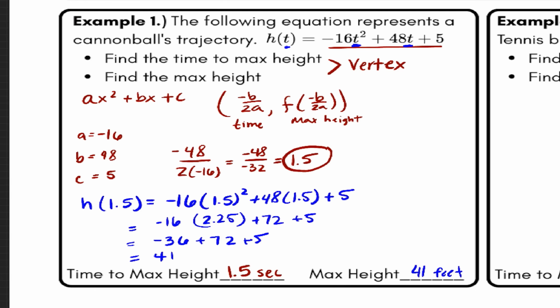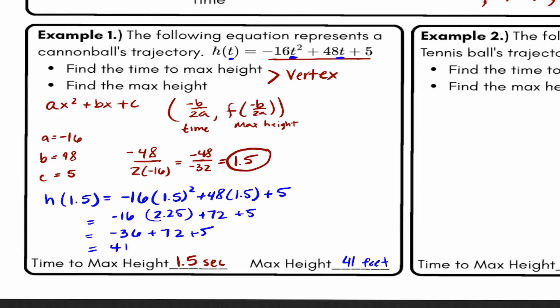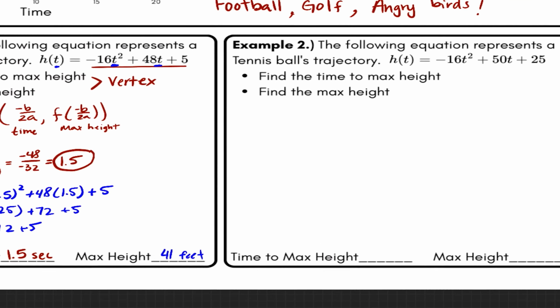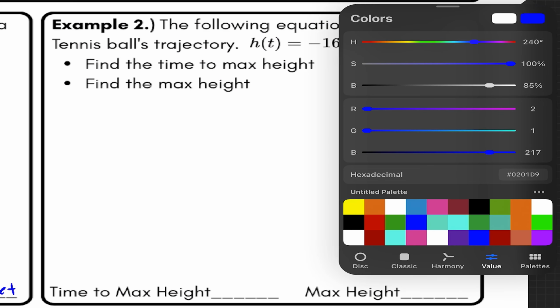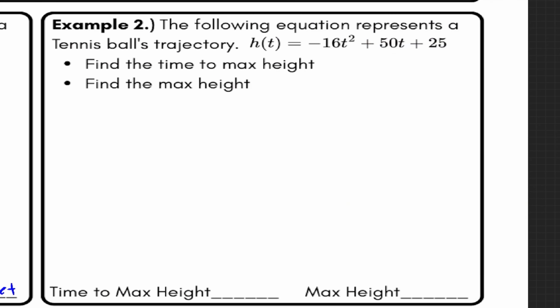Nice. All right. So example 1 down. We're going to do another one together, and then I'm going to give you an opportunity to try the third example. So here we go. Example 2. Same type of problem, so we're not going to rewrite the equations. We're just going to start solving it. Again, we're looking for the vertex, and we know the vertex is negative b over 2a. That just means plug it in. So we get negative 50, that's b, over 2 times a. This is negative 50 over negative 32.